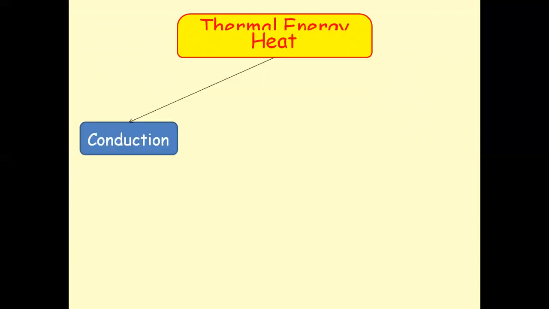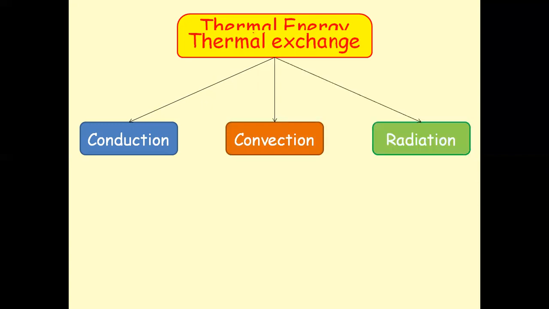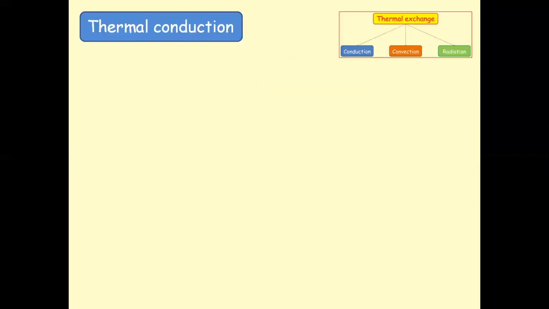The thermal energy transfers from a hot object into a cold object, from high temperature into low temperature, and we name this concept heat. Heat transfers through three methods. Number 1, conduction. Number 2, convection. Number 3, radiation. Now, conduction, thermal conduction.